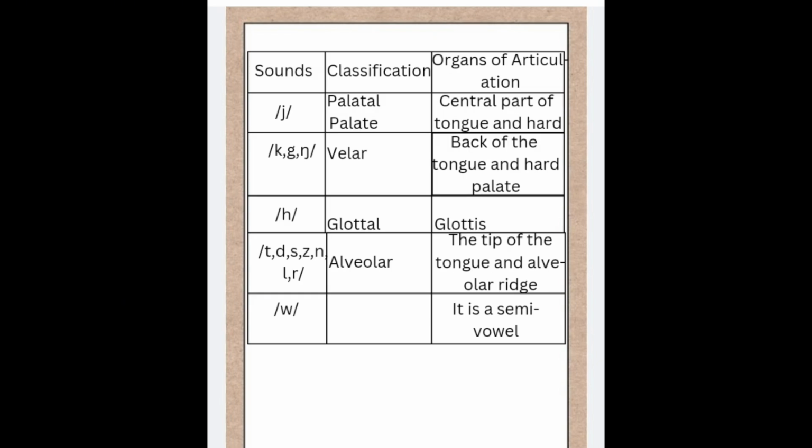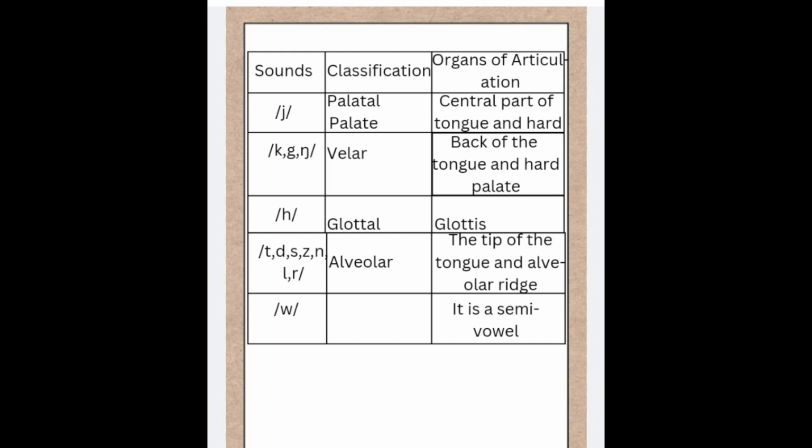The U sound, which is regarded to as the palatal sound. The organs of articulation include the central part of the tongue and the hard palate. Other sounds are k, g. They are referred to as velar sounds. The back of the tongue and the hard palate are responsible for the production of these sounds.